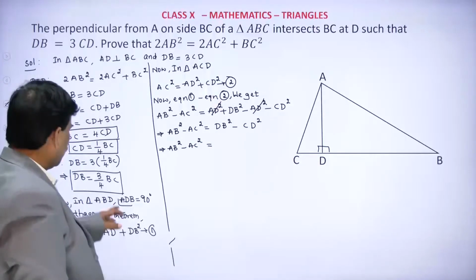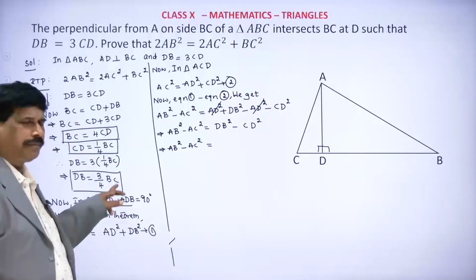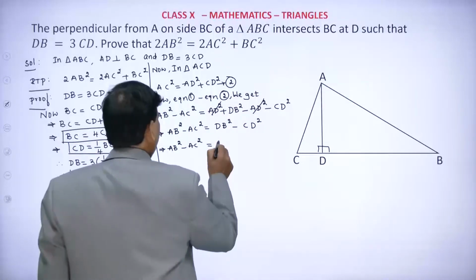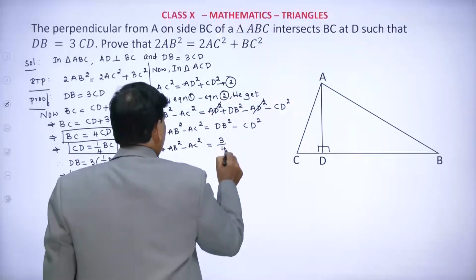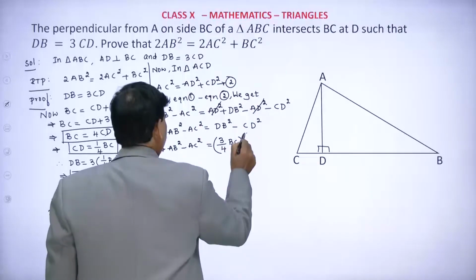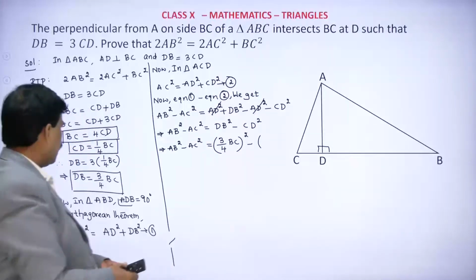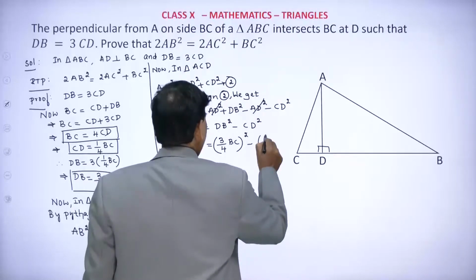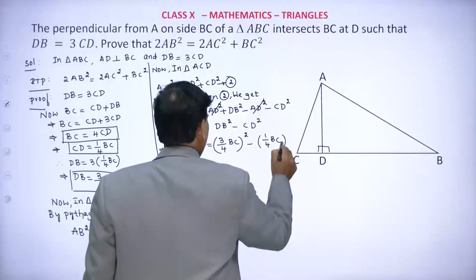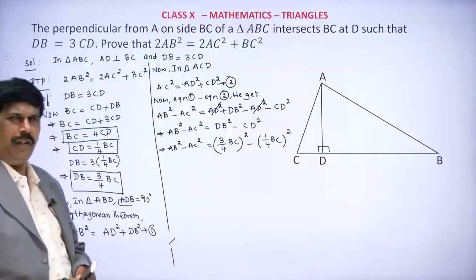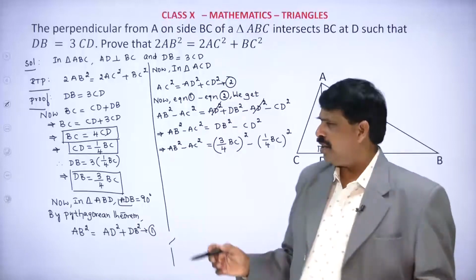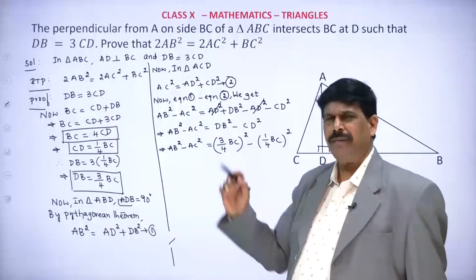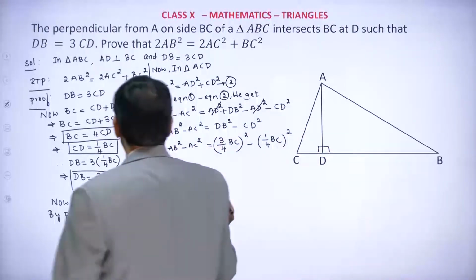Now tell me, we have a relation: DB is written as 3 by 4 BC. So we are writing this as 3 by 4 BC whole square minus, what you can write about CD? CD you can write as 1 by 4 BC whole square. What we have done here is just replace DB and CD with their values in terms of BC. Now simplify, you will get the result.